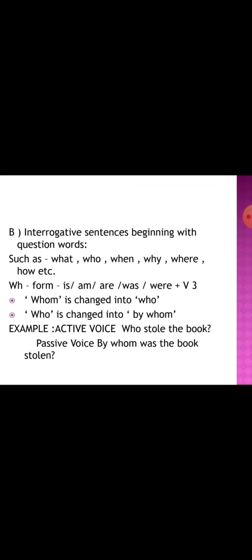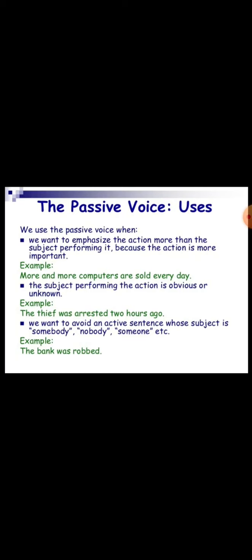Interrogative sentences beginning with question words such as what, who, when, why, where, how, etc. In the WH form: is, am, are, was, were plus third form of the verb. Who is changed into by whom. For example, you can see here in active voice the sentence is like this: who stole the book? When we change into passive voice, it will become by whom was the book stolen?